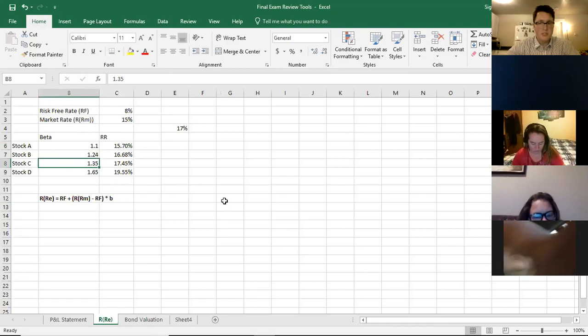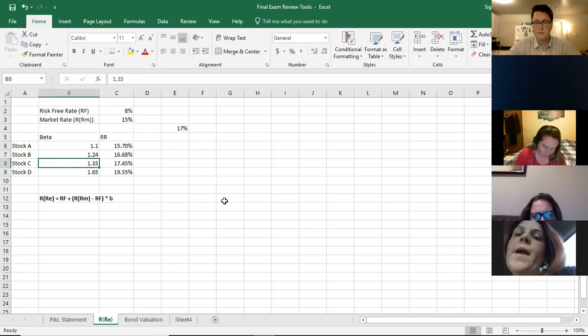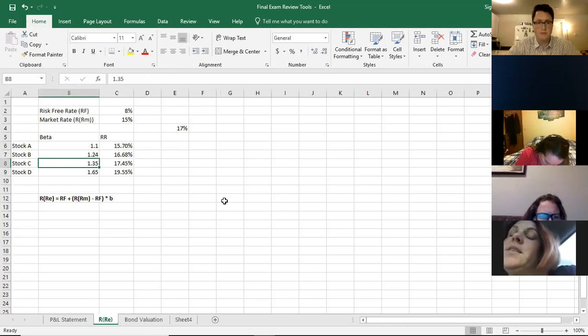You guys have any questions about that? I have a question, but I'm not sure if it's really relevant for this class. But if you're looking for 17%, why wouldn't you choose stock D? Because it still gives you higher than 17%, but it's not as risky as, I'm sorry, stock C. Why wouldn't you pick stock C instead of D? Because D is riskier. It does give you a higher rate of return, but it's also riskier.